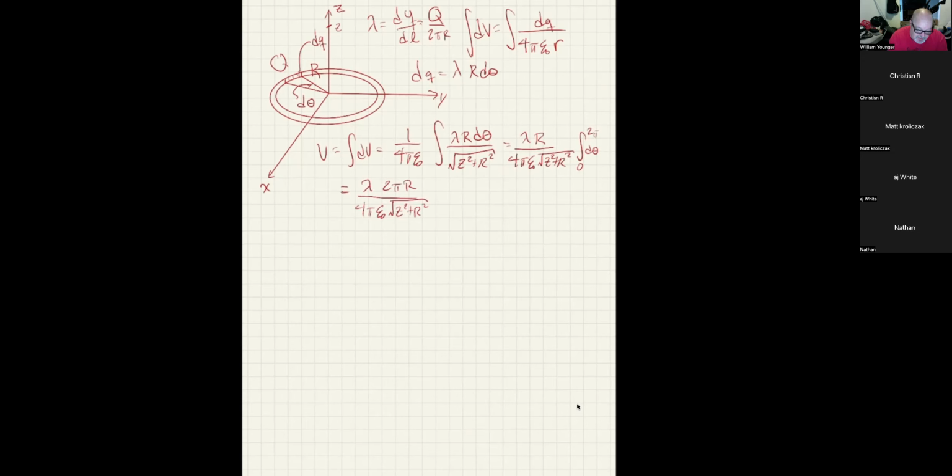Now you can actually leave it like that, but you can also get it in terms of Q, because you can probably tell that lambda, since lambda is actually equal to Q over 2 pi r, lambda times 2 pi r should be just Q. So we can write that also as Q over 4 pi epsilon naught times the square root z squared plus r squared. Okay, so that was our first one, and that's a pretty straightforward, easy integral problem to solve.